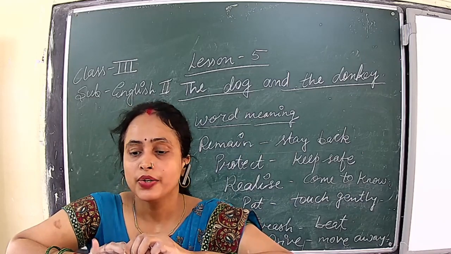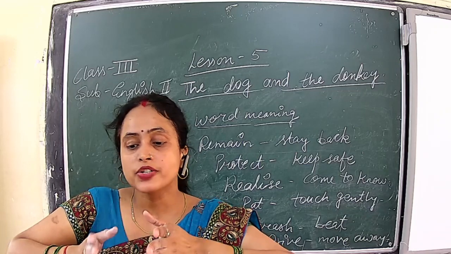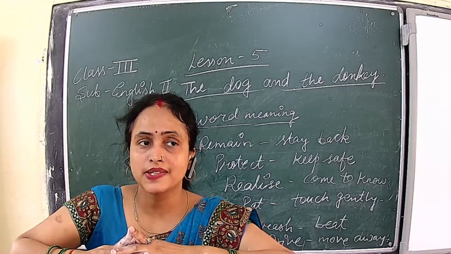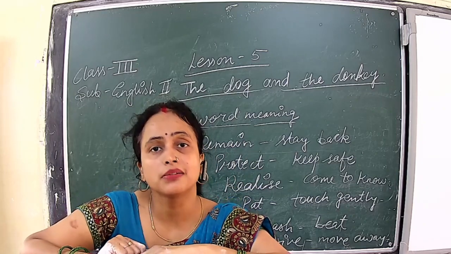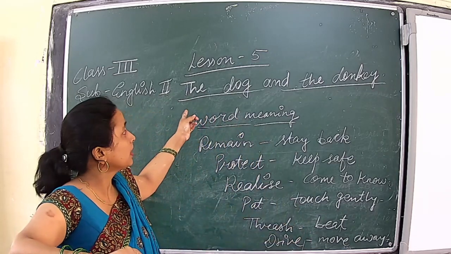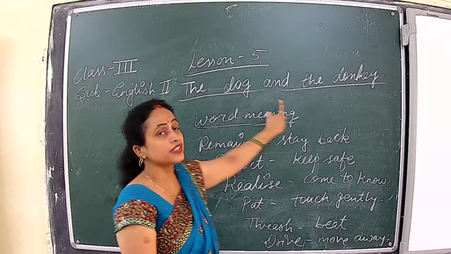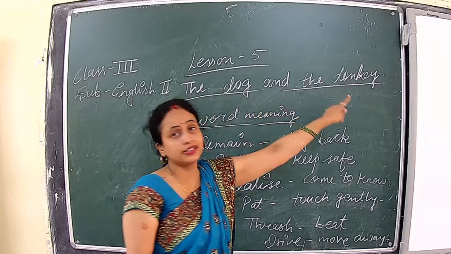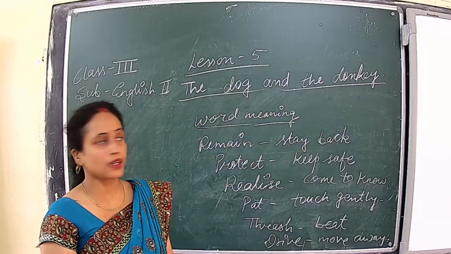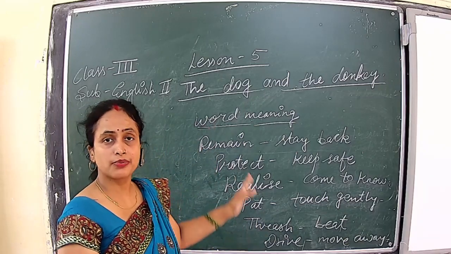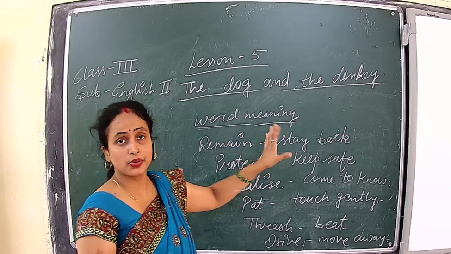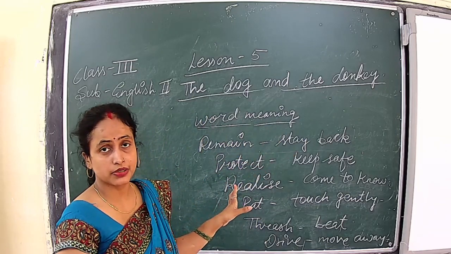Hello, children. Today we will start English literature, as we have completed four chapters in English literature. So today we'll start lesson 5. This is the name of the chapter, The Dog and the Donkey, and here the word meanings are there. In the beginning of the chapter, first you have to learn about the difficult words' meanings.